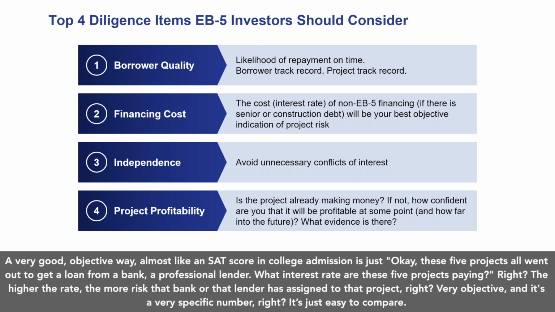And so a very good objective way, almost like an SAT score in college admission, is just, okay, these 5 projects all went out to get a loan from a bank, a professional lender. What interest rate are these 5 projects paying, right? And the higher the rate, the more risk that bank or that lender has assigned to that project, right? Very objective, and it's a very specific number, right? It's just easy to compare.